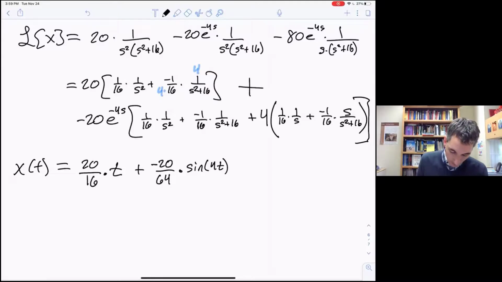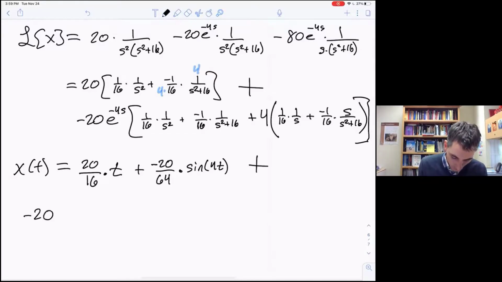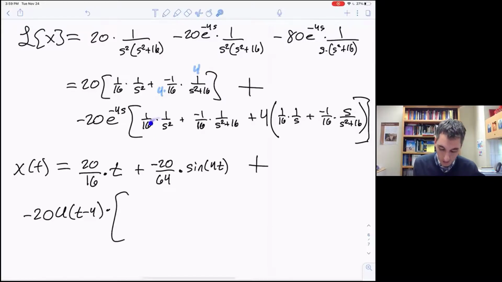Now, the rest of this is going to be, so plus, when we have this e to the minus 4s, that's telling us that everything is going to be shifted to t equals 4. So what I should get is the basic function corresponding to each of these, but shifted by 4 units, and multiplied by u(t minus 4). So I'm going to have negative 20 u(t minus 4) times whatever would land on this, but then translated 4 units. So what would land on s squared? Well, that would be t, right? So this is going to be 1 over 16 times the t function, but it's going to be t minus 4. It's the shifted t function.